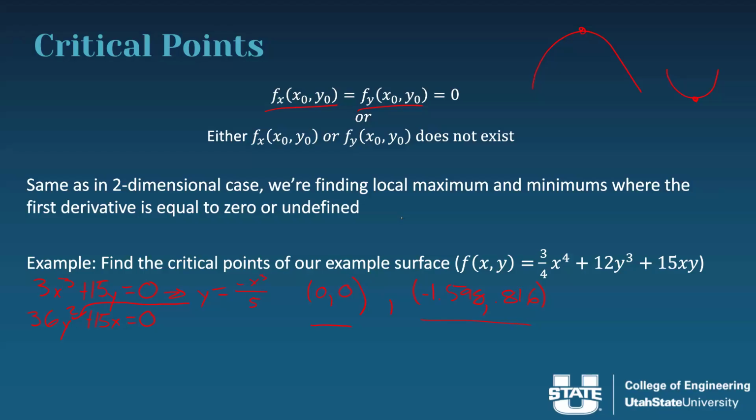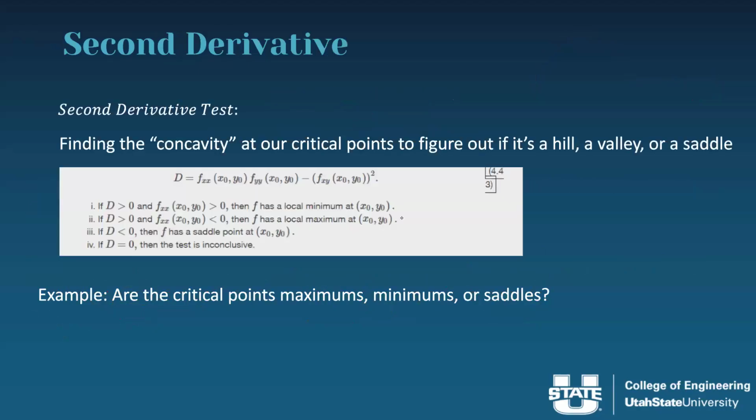But this is where both of our derivatives are equal to 0. We do have to check and make sure that, like at 0, 0, 0.816 is not a valid critical point. They have to be in their pairs, if that makes sense. Yeah? Sweet.